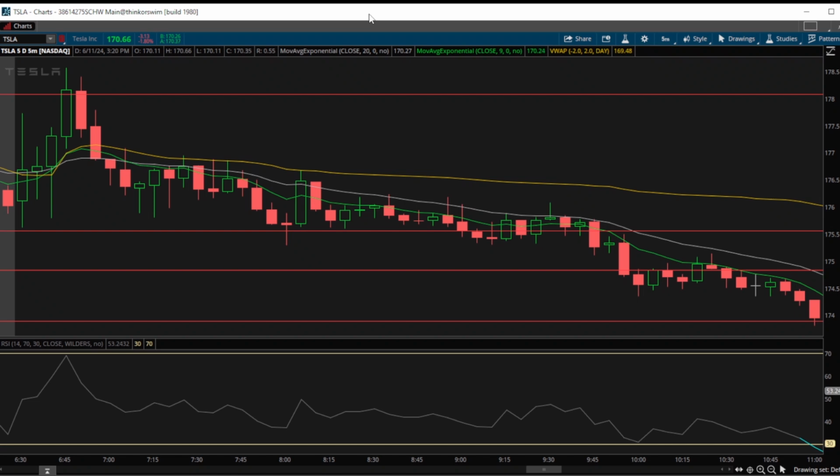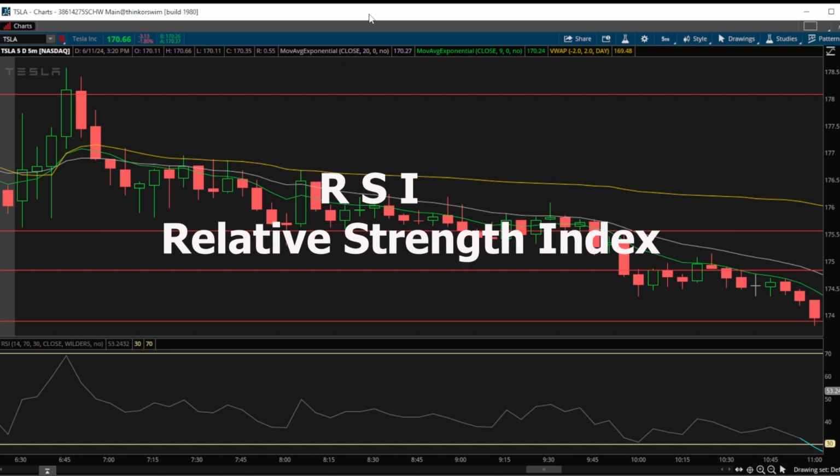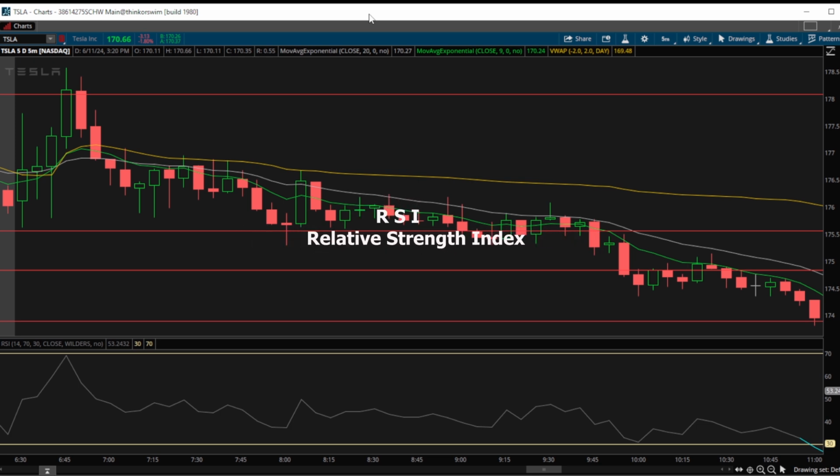Today we're going to be talking about RSI, the Relative Strength Index, and how you can use this powerful tool to help you with your trading. It'll really give you a good insight on what's happening with the stock that you might be looking at. Also, it will give you a really good idea when to get into a trade and when to get out.